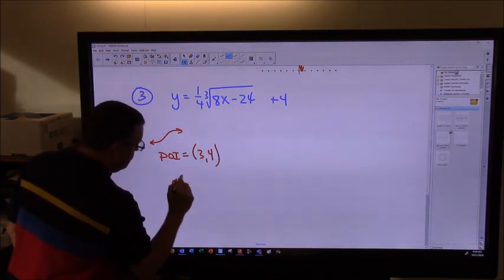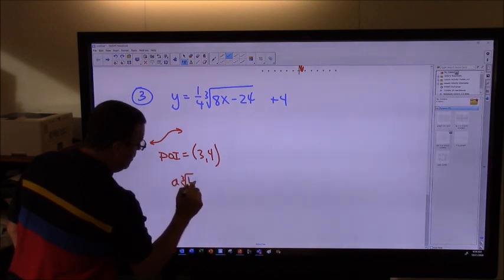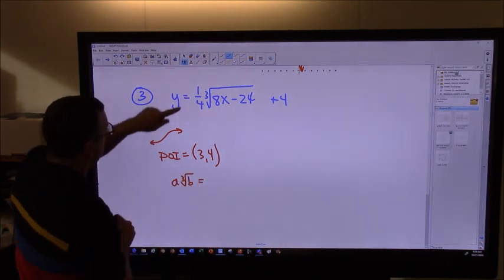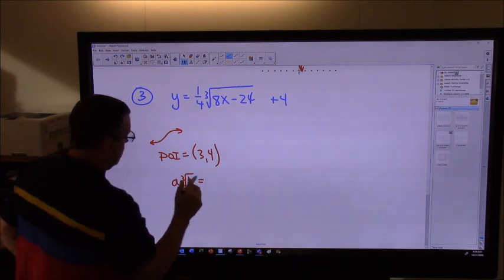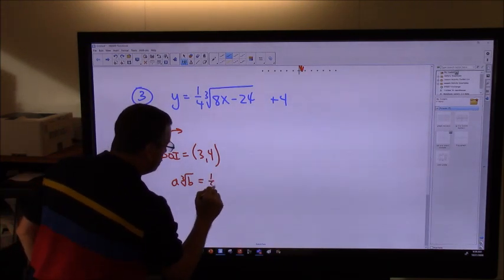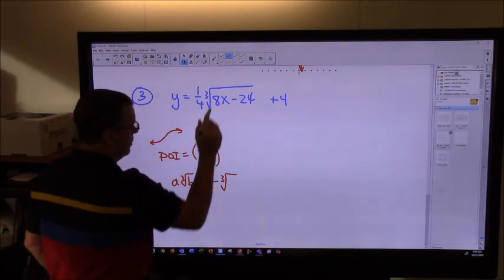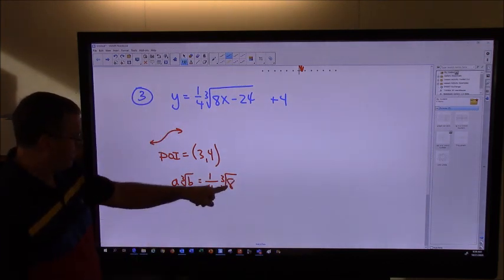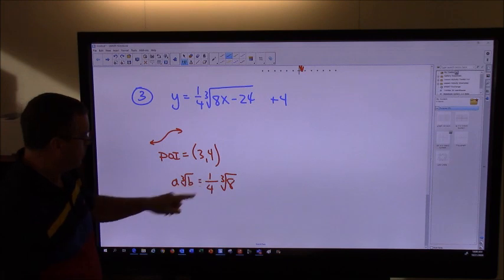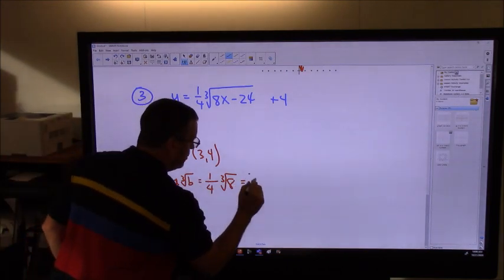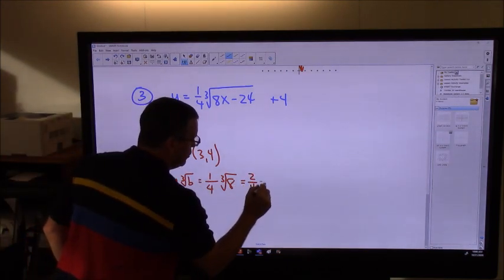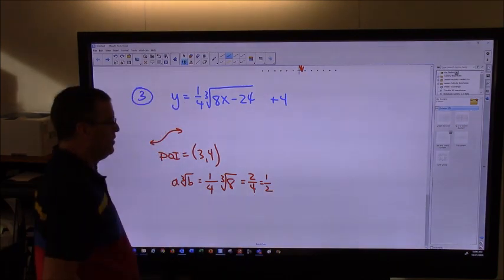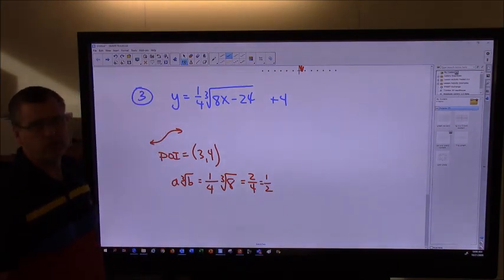And a times the cube root of b, this is going to equal 1/4 times the cube root of 8. So the cube root of 8 is 2. 2 times 1/4, that's 2/4, which is 1/2. So we're going to go up half as much as what's normal.